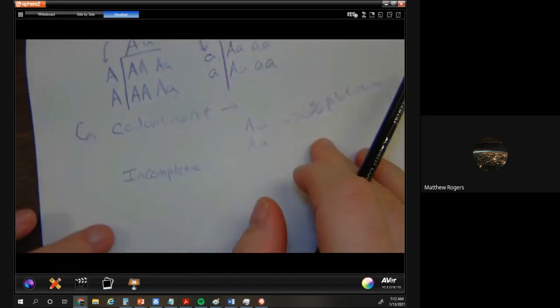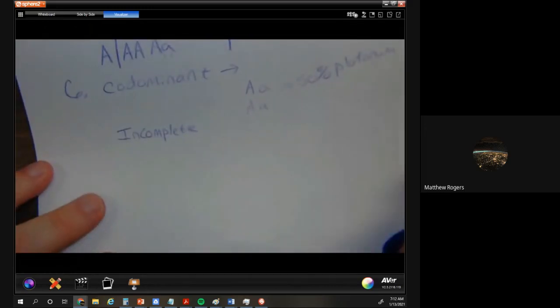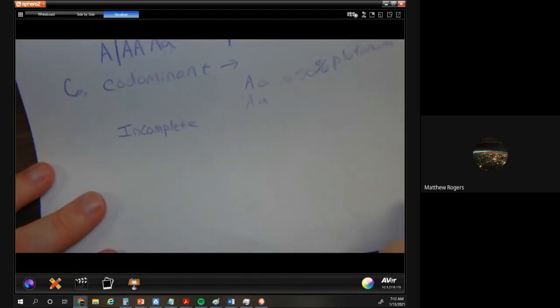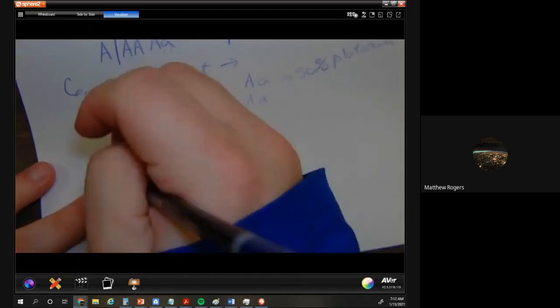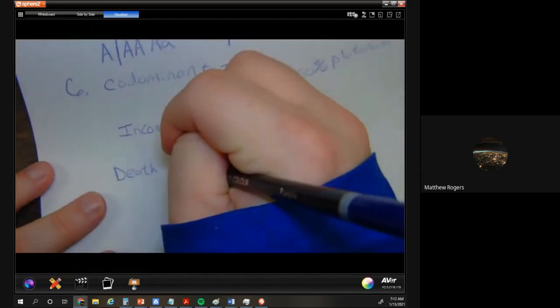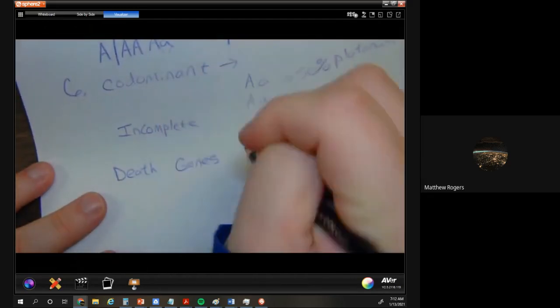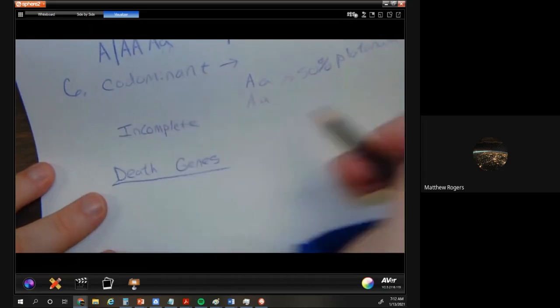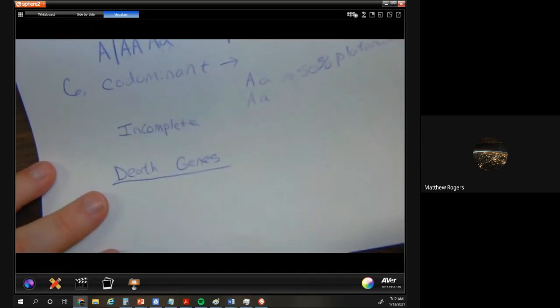The last way you can look at it, and this is kind of an interesting way, we did not talk about with you guys in class because we had some extra time. We talked about something called death genes. This is not usually something we talk about until later on in the class, but I want to make sure you get it because I don't know if Mr. Olds will come back and cover it.